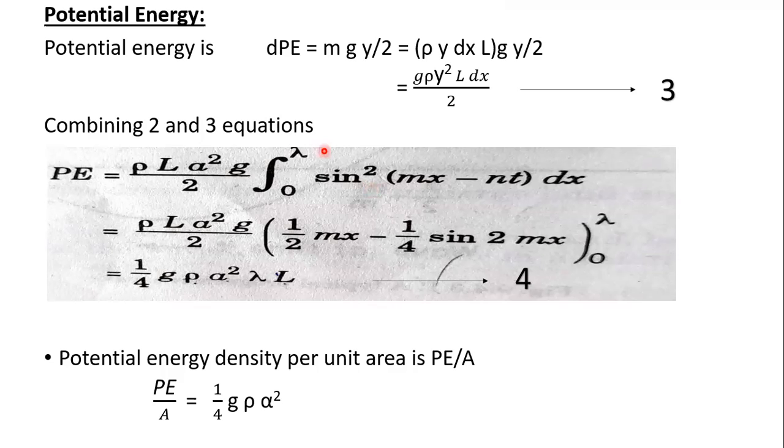So from this we can write the potential energy dPE is equal to mgy by 2. This can be written as rho y dx into L into g y. So m can be written as rho y dx L, into g y by 2. If you multiply all here, g rho y square, 2 y's are there, L into dx by 2. So assuming this as the third equation, if you combine these two equations, second and third.